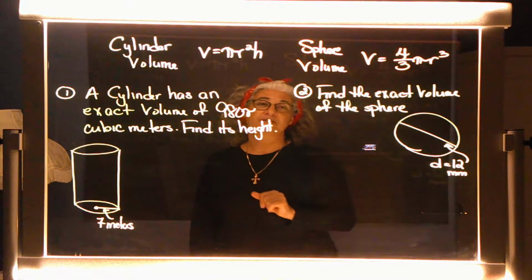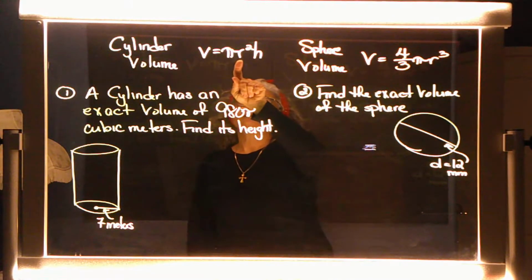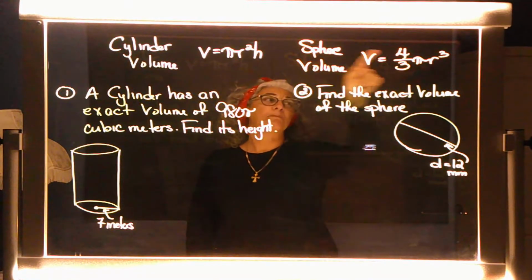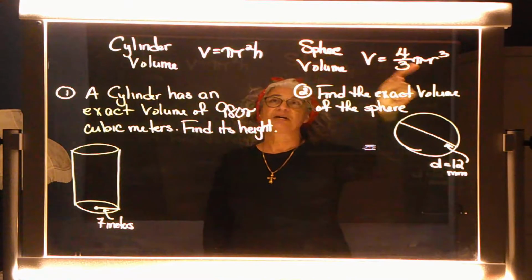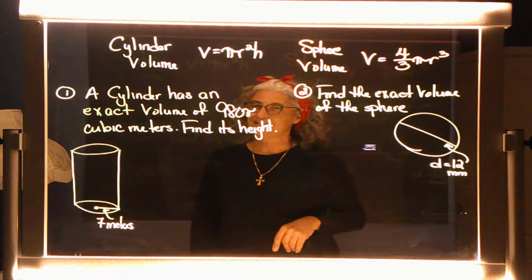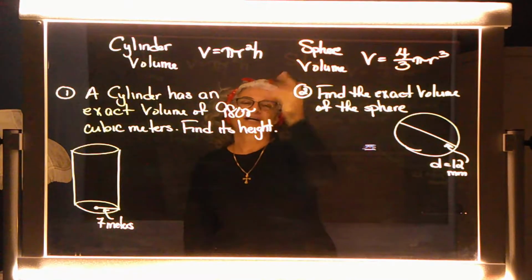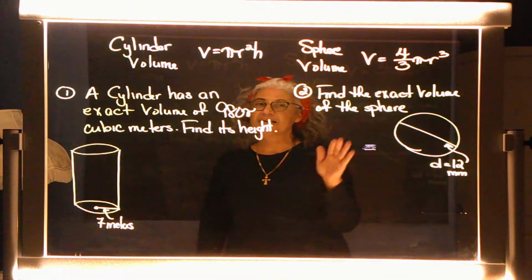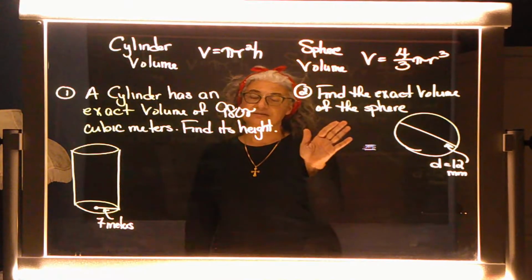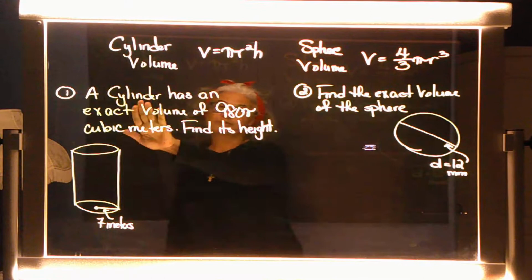Understand what each of these means. In the formula, r stands for radius on both of these formulas. This one has an h. What do you think h is going to stand for? Good, height. So, and pi is just pi, right? All right, so let's look at this first problem.